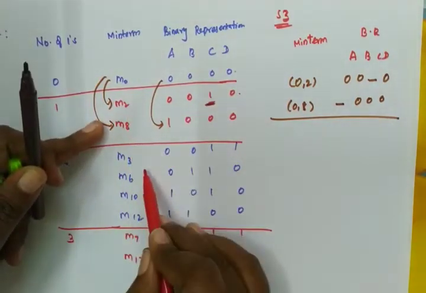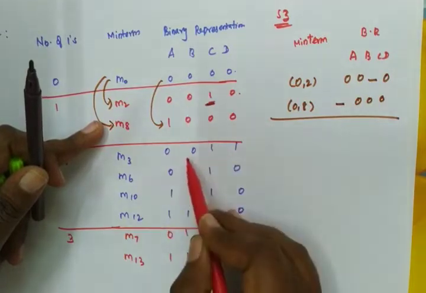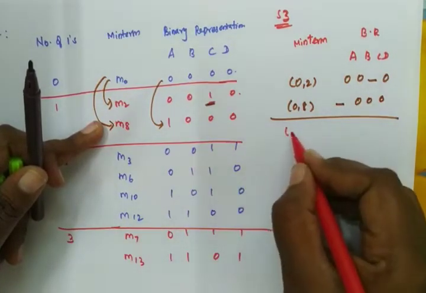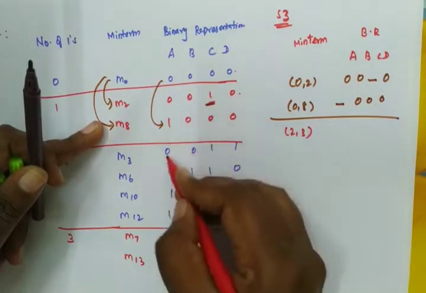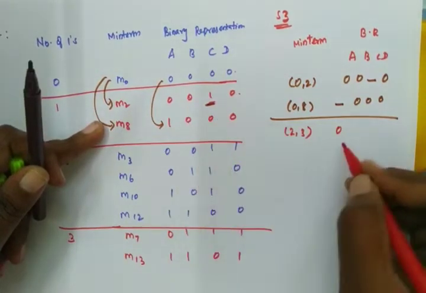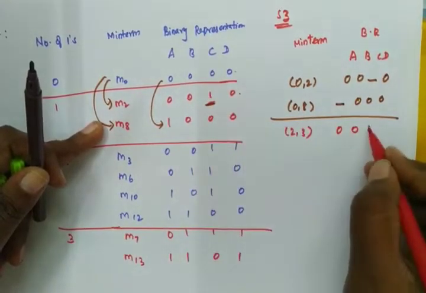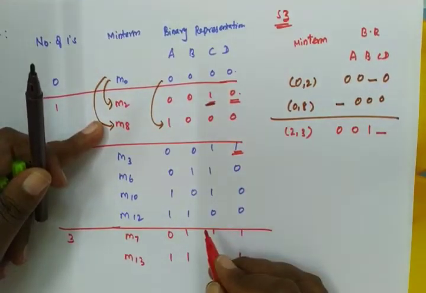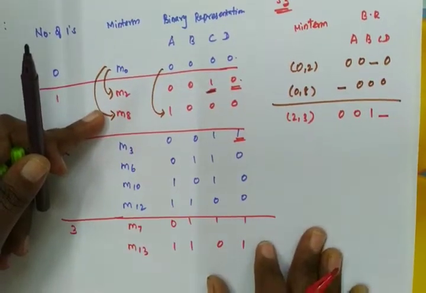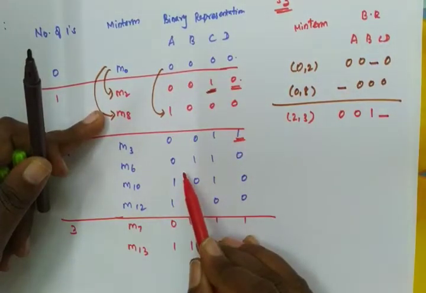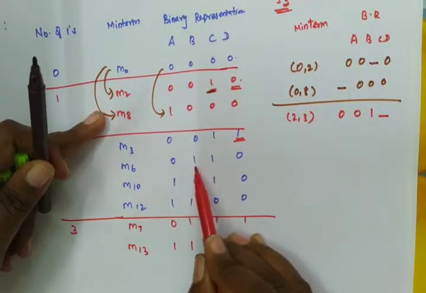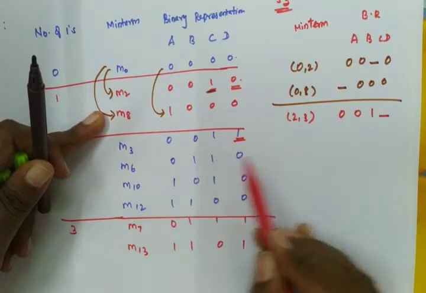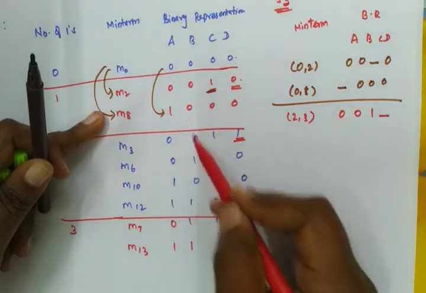Compare this M2 and M3. 0, 0, 1, dash. Now compare 2, 3: 0, 0, 1, but here the 0 is changed to 1, so we have to represent this as dash. Then compare this 2 with 6.